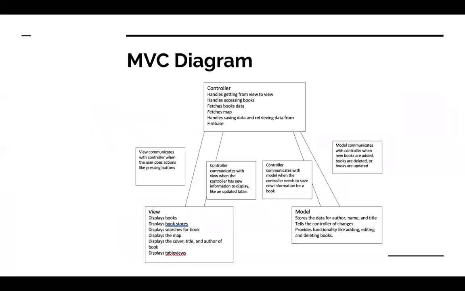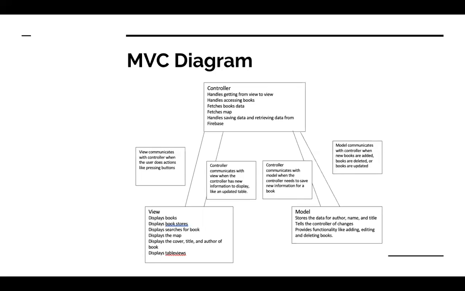So now on to the MVC diagram. The view is going to be responsible for displaying everything. It's going to display books, bookstores. It'll display those search results, the map, the cover, title, and author of those books, and display all of those table views. So that view is going to communicate with that controller whenever the user does actions like pressing buttons. So if they'd like to save a book, when they click save, the controller will handle navigating the user back to the table view.